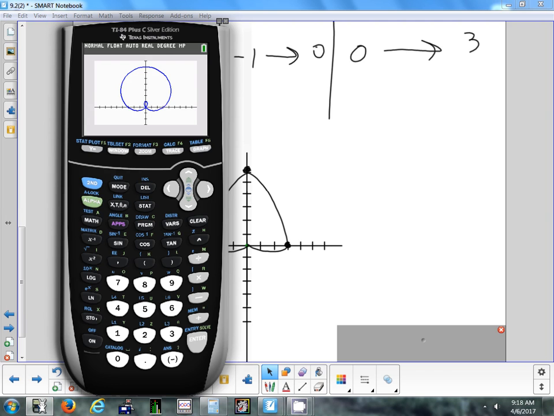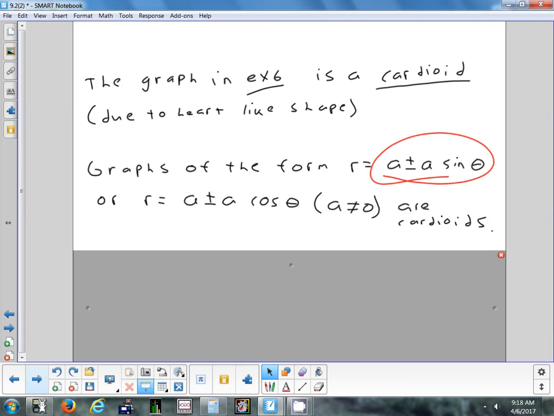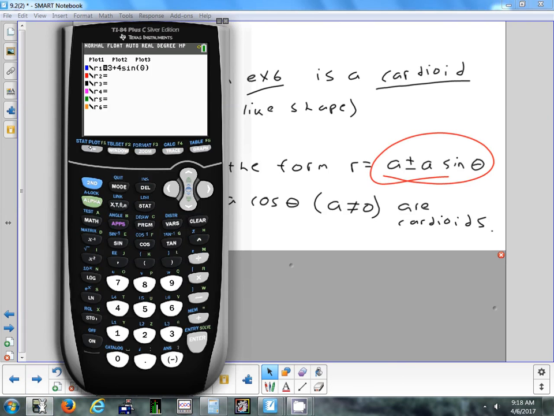So you can change all these things, but according to our book, in the definition of a cardioid, those two numbers have to be the same. Now, if you type it in with cosine, what's the difference between sine and cosine in terms of transformations? When you graph sine and cosine, they almost look the same, right?